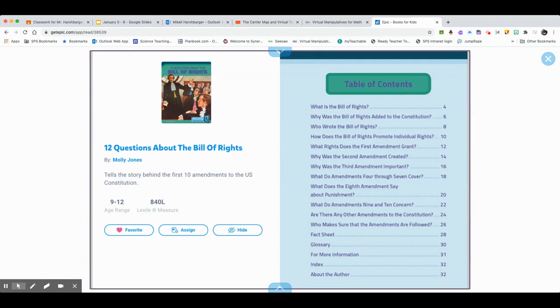Hey everybody, this is Mr. H, and we are going to preview the book 12 Questions About the Bill of Rights by Molly Jones. And you can see here, there's a quick line. It says, tells the story behind the first 10 amendments to the U.S. Constitution. And so, again, the idea here is that we are going to be looking at the book.